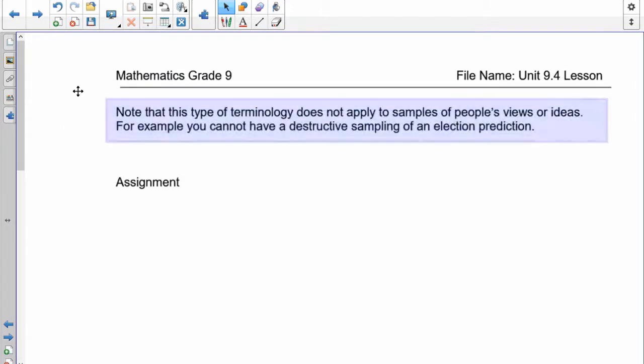The last thing I want to mention is the destructive and non-destructive as it applies to people's views and ideas. For example, you cannot have a destructive sampling of an election prediction. This is not possible. So when we're talking about destructive and non-destructive, you're usually referring to things which are in a production system.